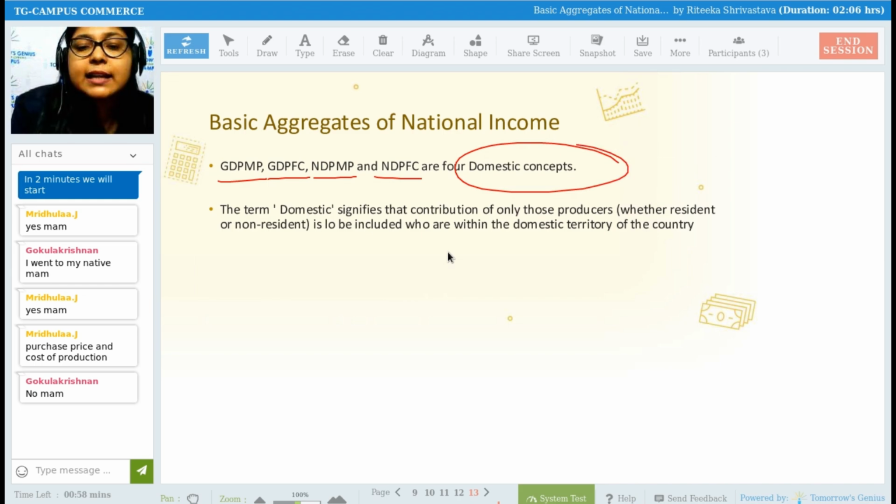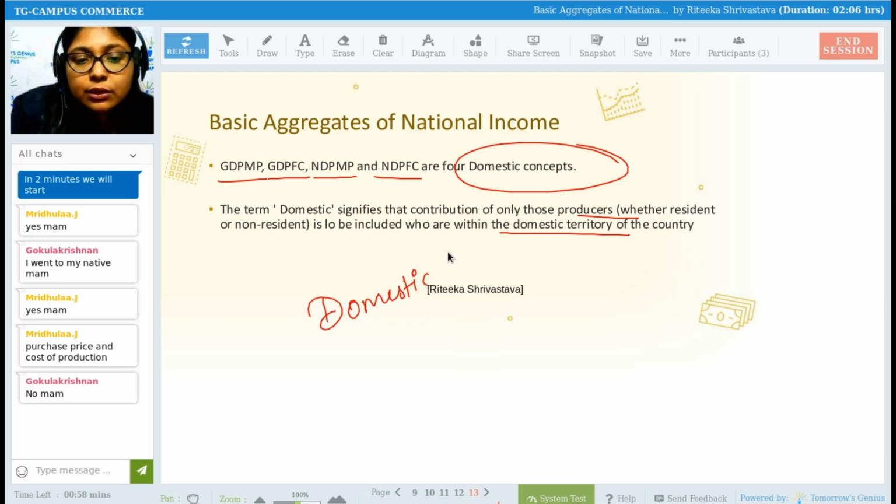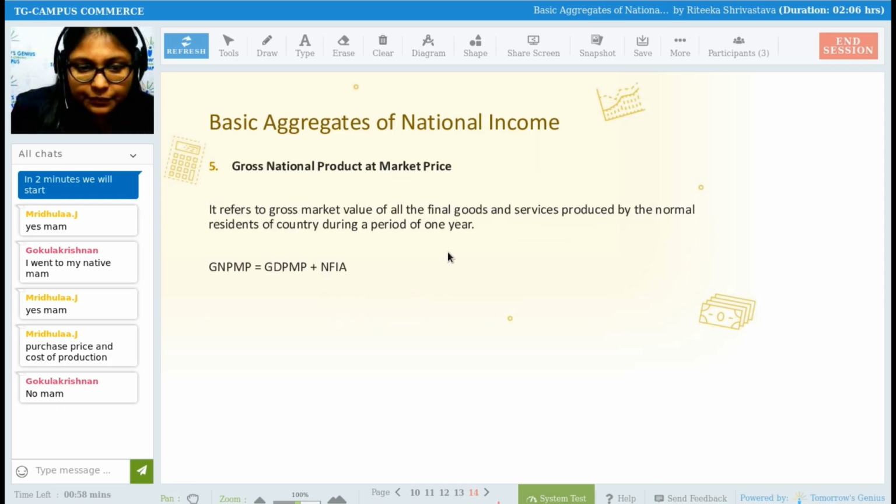Domestic signifies the contribution of only those producers which are included within the domestic territory of the country. So when we use the term domestic, it means only those producers or sellers who are within the domestic boundary, within the domestic territory. Next is national.